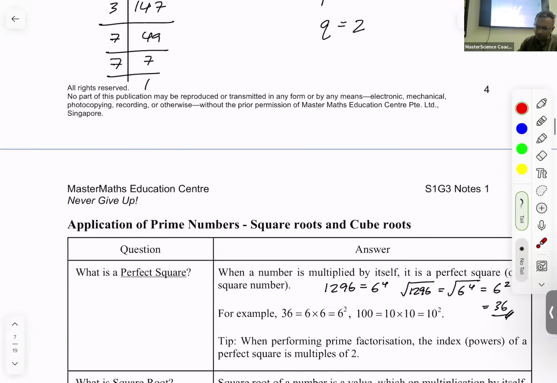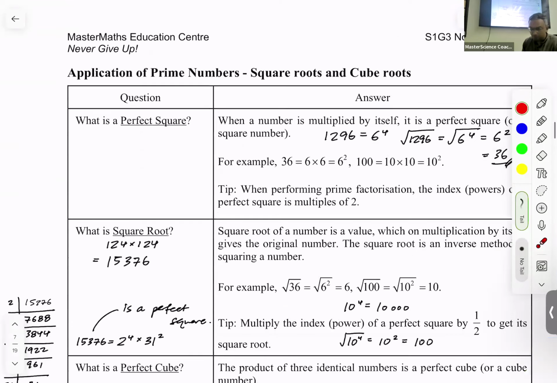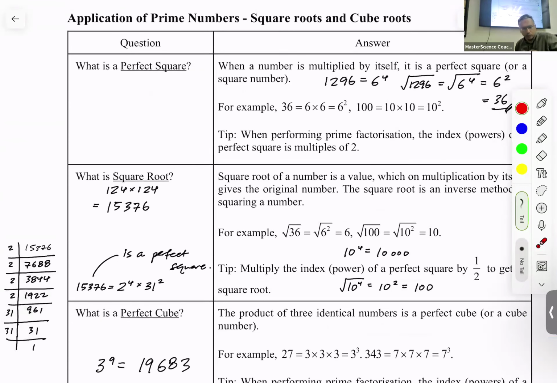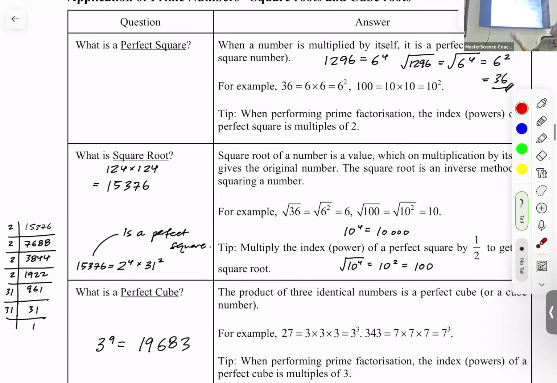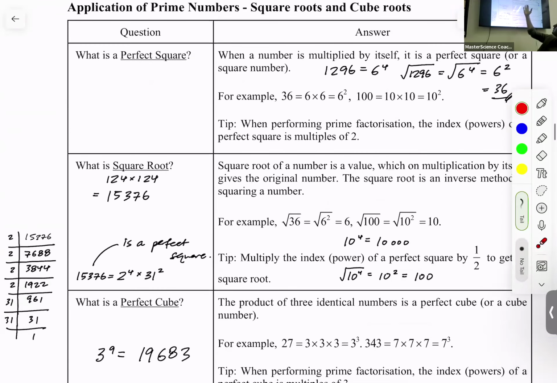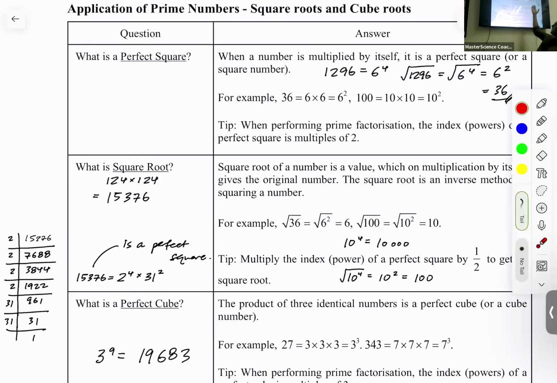Can? Okay, now. Okay, we got 10 more minutes. Now, what is a perfect square? So a perfect square is when you have a number multiplied by itself. So for example, 36 is a perfect square. 100 is a perfect square. 18. 18 is what times what?